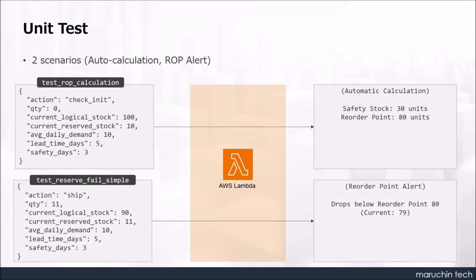In the second test, we will verify that an alert is triggered the moment the inventory drops below the reorder point as a result of shipping. With a reorder point of 80, we will ship 11 items from a logical inventory of 90, bringing the inventory down to 79. Since it dropped below the reorder point, we expect an alert message to be appended.